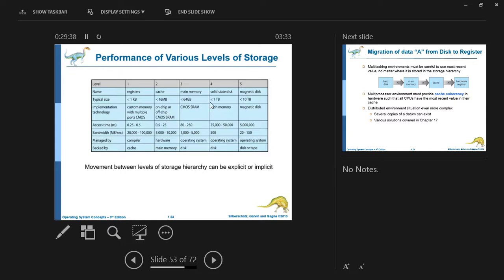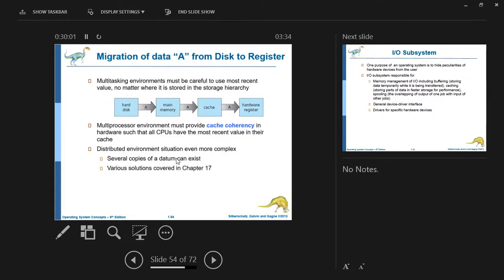So here you can see if you are trying to access main memory, it takes 80 to 250 nanoseconds, right? The bandwidth of registers, how many MB per second you can access from a register, is 20,000 MB to 1 lakh. Similarly, for cache and main memory, I'll mention. The migration of data A from some disk to the register has to happen.